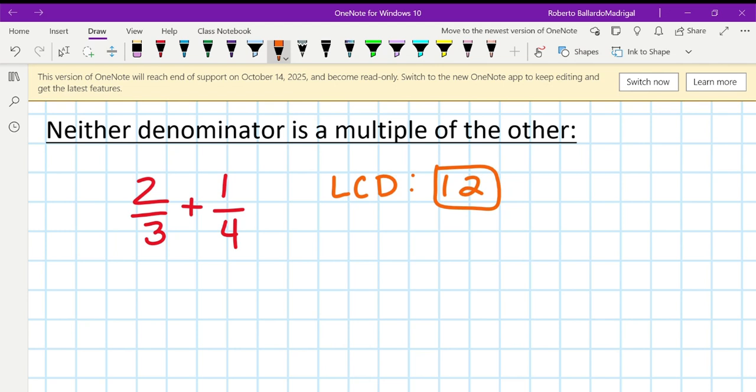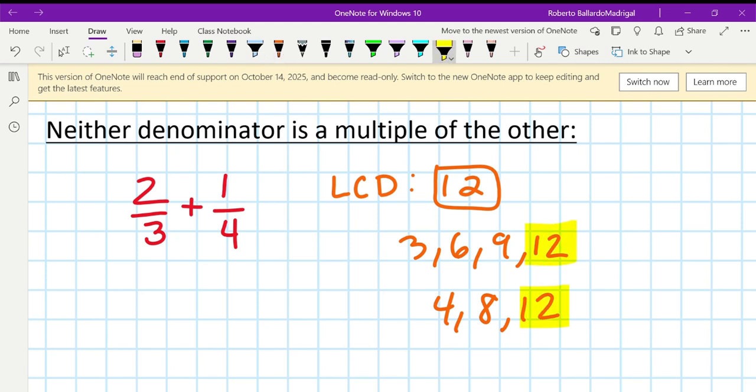How did you find this? If you do 3, 3, 6, 9, 12, and then 4, 8, 12, you will see that 12 is the shared one. Okay? So now that we know our least common denominator, we have to go ahead and multiply each of our fractions by something to get that denominator. So for example, 2 over 3, what do I have to multiply 3 by to get 12? By 4. So I'm going to multiply top and bottom by 4.